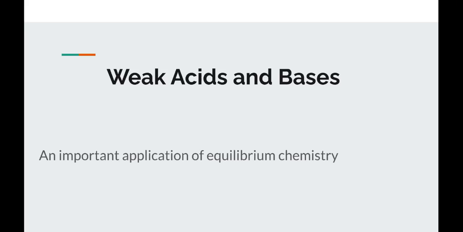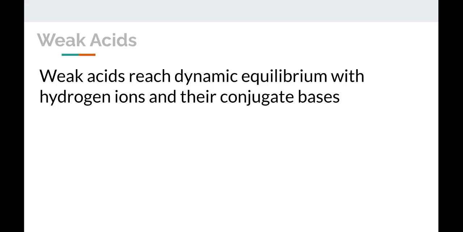In a previous video, we talked about the pHs of strong acids and strong bases. Now we're going to talk about weak acids and bases. The difference between strong acids and weak acids is that weak acids reach a dynamic equilibrium with hydrogen ions and the conjugate bases that they have.